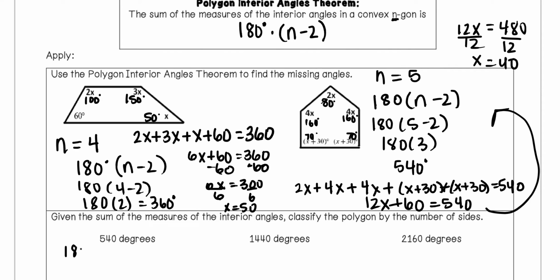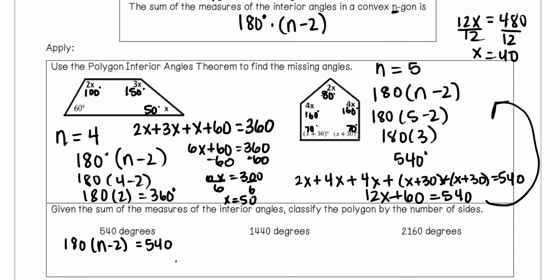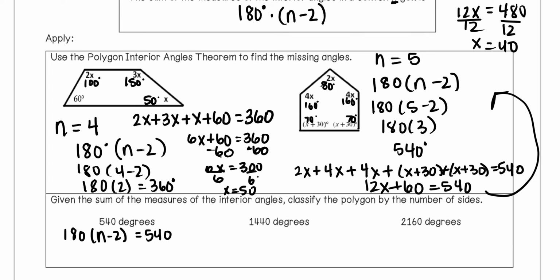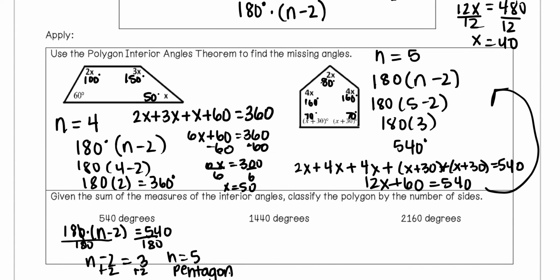This time I'm going to write 180 times n minus 2, which is our formula, but I already know that the sum is going to be equal to 540, so I'm going to set that expression equal to 540 and solve for n. Since 180 is multiplying this entire group of n minus 2, we'll divide each side by 180. We're left with n minus 2 equals 3, and when we add 2 to each side, we can see that n would equal 5. That means that this would have been a pentagon, because n being the number of sides means we have a 5-sided polygon.